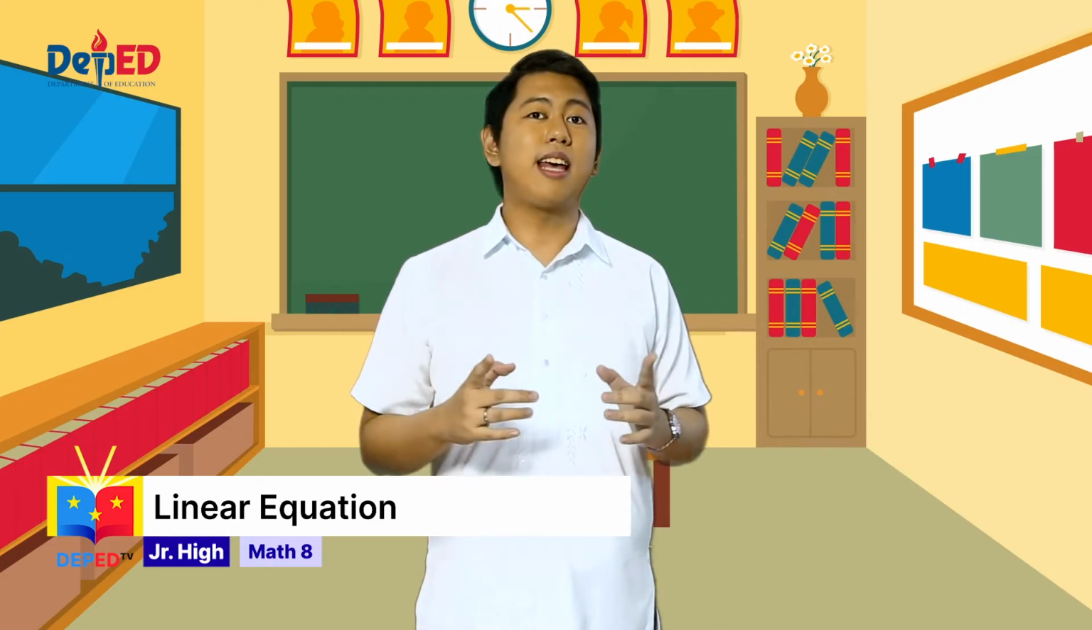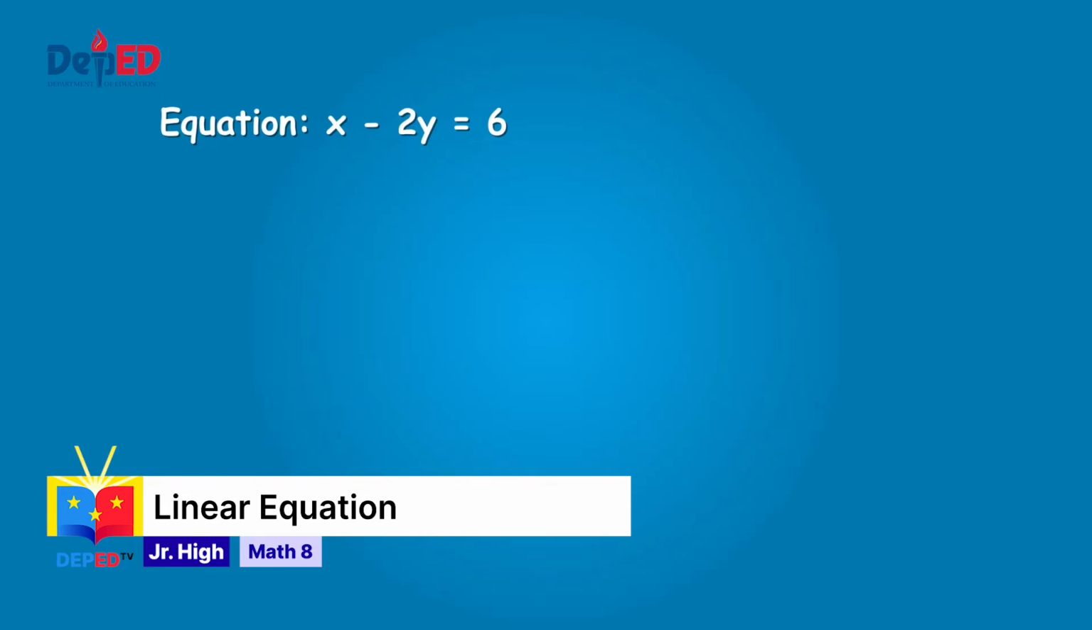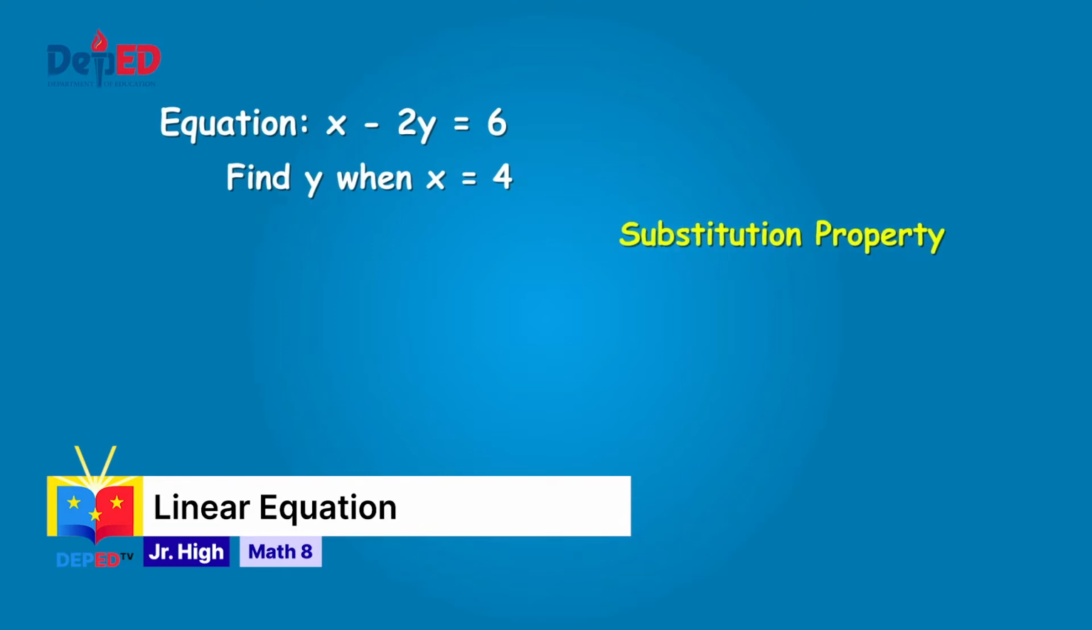The solution of a linear equation in two variables is the set of ordered pairs satisfying the equation. So let us find some solutions to the equation x minus 2y equals 6. Let us find the value of y when x is equal to 4. By the substitution property, the equation x minus 2y equals 6 becomes 4 minus 2y equals 6.